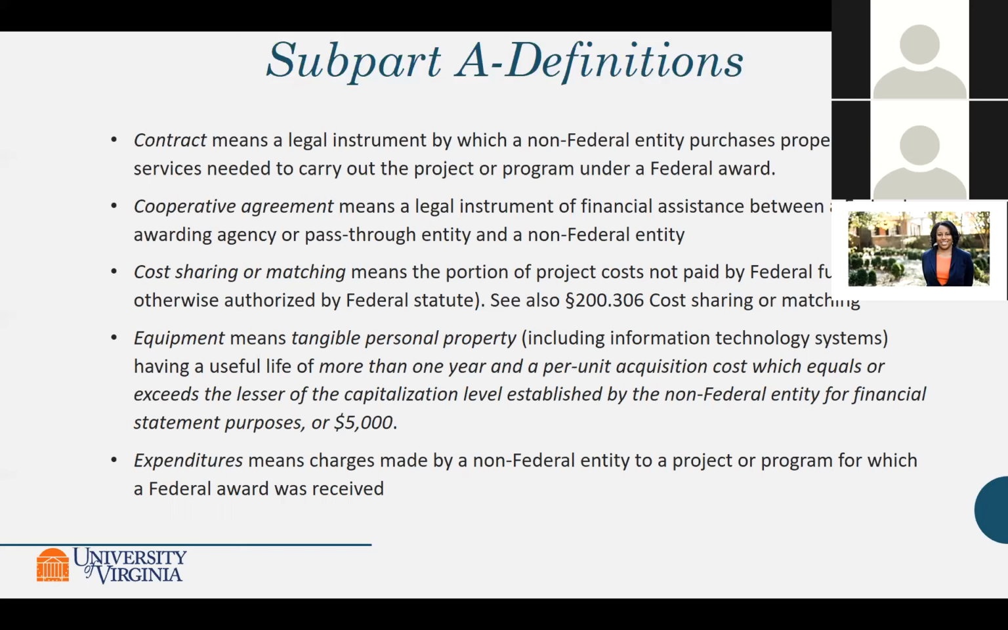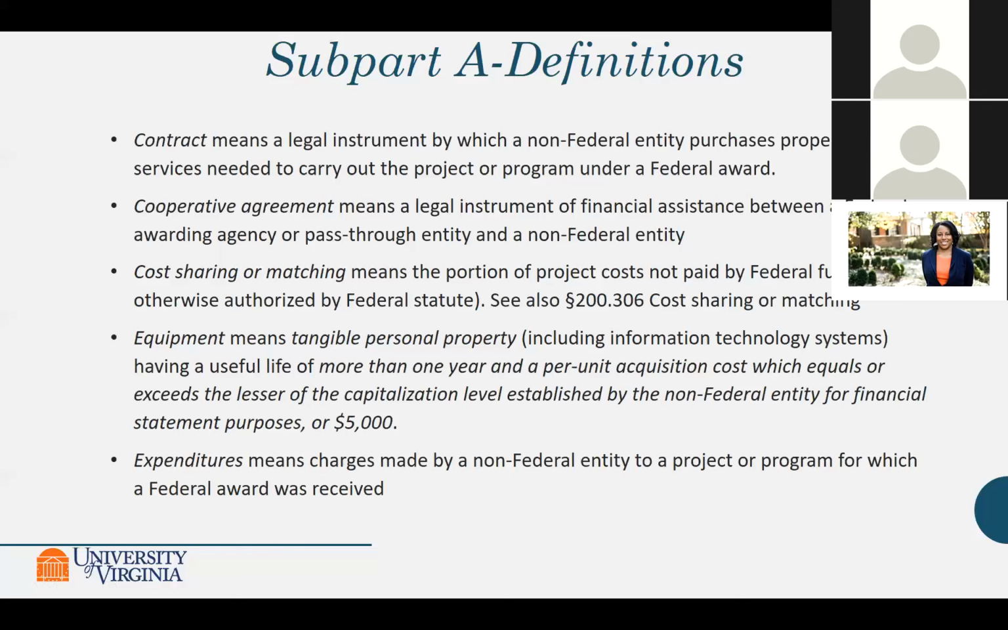Cooperative agreement, so it's a legal instrument of financial assistance. So assistance, once again, is really a key delineator there between a federal awarding agency or pass-through entity and a non-federal entity. And if you remember way back at the beginning, there was that flow chart sort of showing subaward, subaward, subaward. If a pass-through entity was issuing a cooperative agreement, that's what's covered here. Cost sharing or matching, sometimes those terms are used interchangeably. So that would be the portion of project costs not paid by federal funds. And if you go to 200.306, you can read about cost sharing or matching. I think Irmela will talk more about that in her post-award talk.